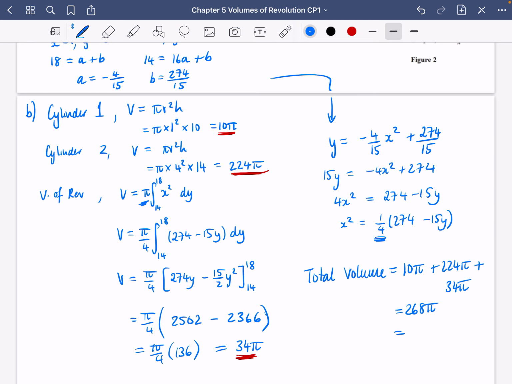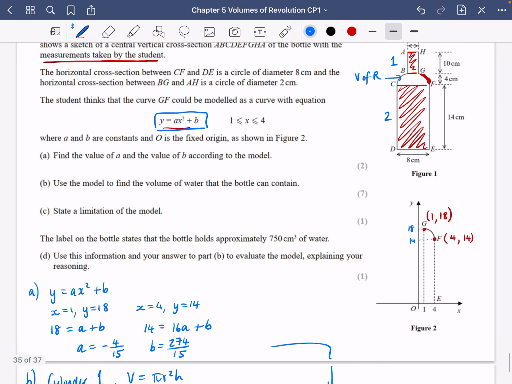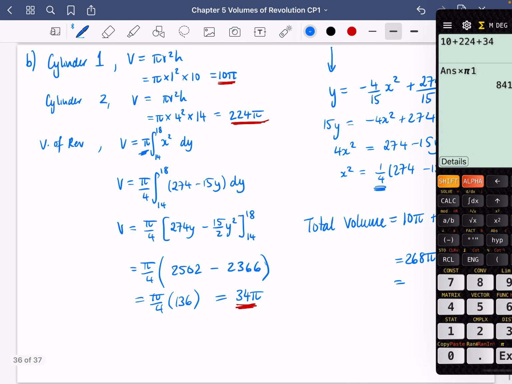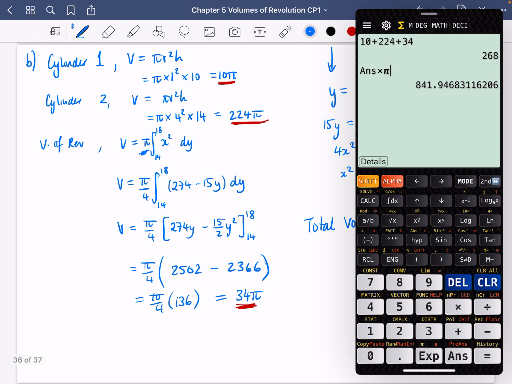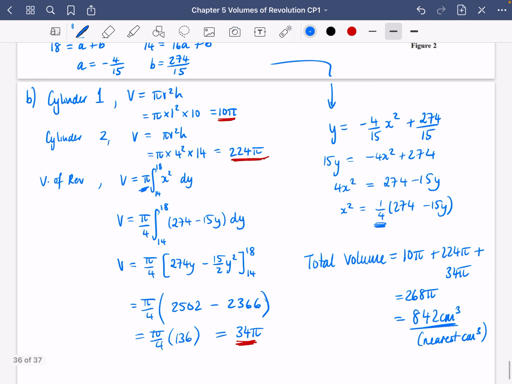But because it's asking about the volume of a bottle, I'm actually going to multiply it by pi, which is 841.94. What do they want it to? It just says you find the volume of the water that it contains. So I'm actually just going to give it to the nearest one, which is just going to be 842. So 842 centimeters cubed to the nearest centimeter cubed is what I've done for this particular rounding.